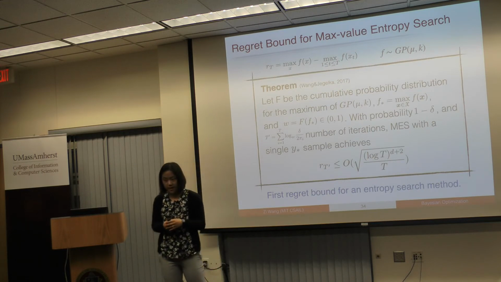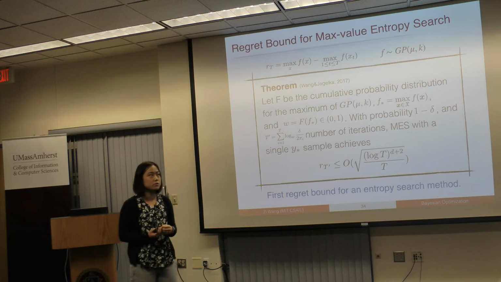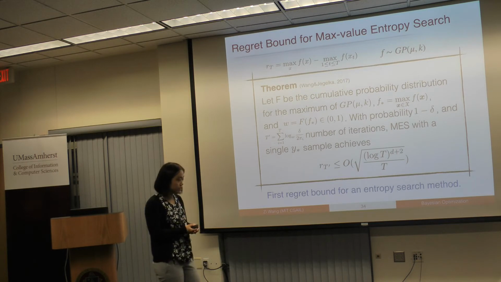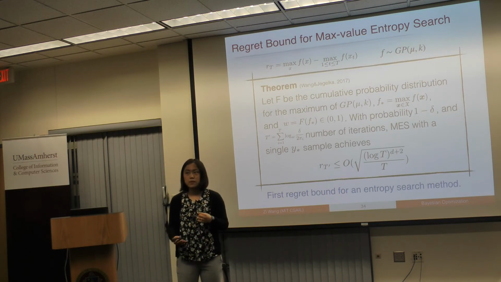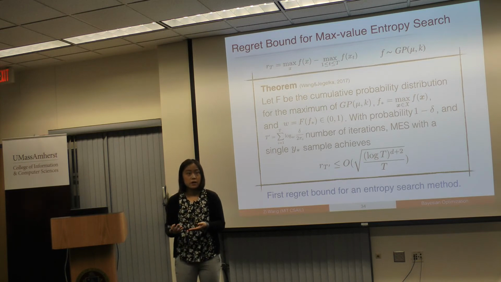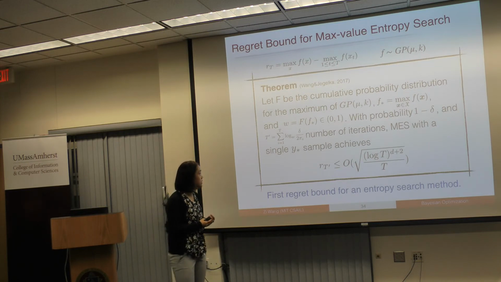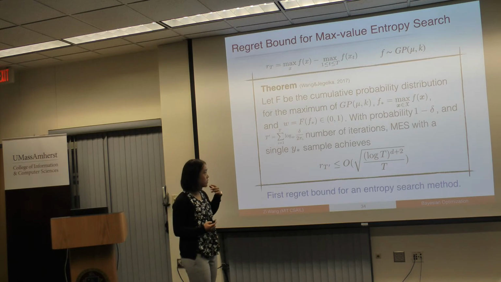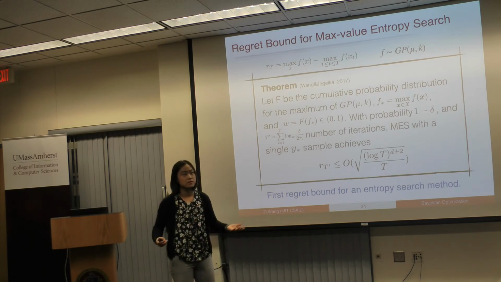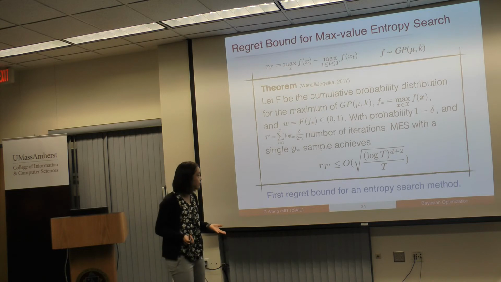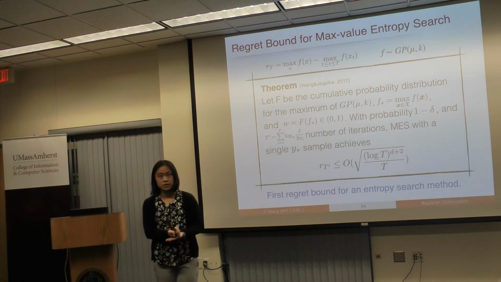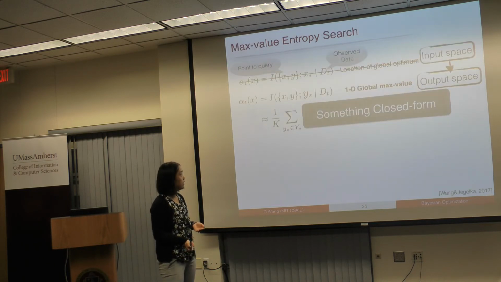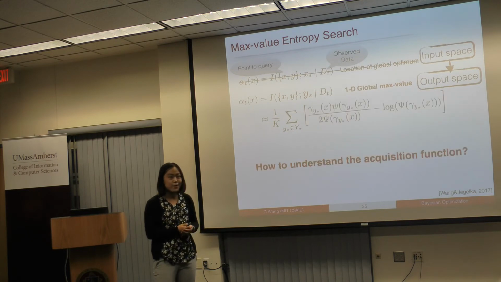So in fact, the benefits of using just one sample also showed up in our theoretical analysis for this particular problem. And basically, what we can show is that if we're just sampling one max value, we can already show a decrease in the regret. So we're basically bounding the regret by a value that decreases to 0 as the number of iterations goes up. And in fact, this is also the first regret bound ever shown for the entropy search approaches. All right, so we don't really lose much.